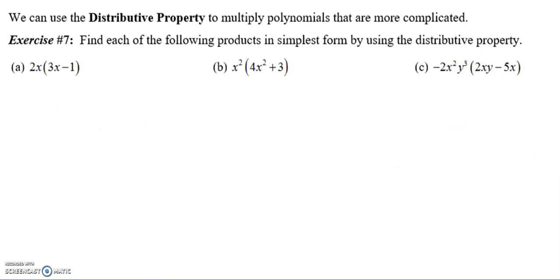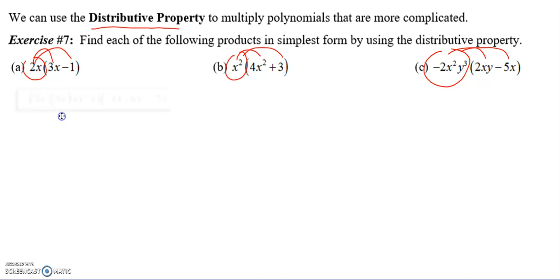Now using that, we can do a little more complicated stuff, and we're going to use our distributive property. So basically you're taking this and just distributing it to those. Same thing here, taking that and distributing it to those. And you're taking this whole thing and distributing it right there. So again, you should be able to do these 3, so give that a try. Hit pause and only hit play once you have answers.